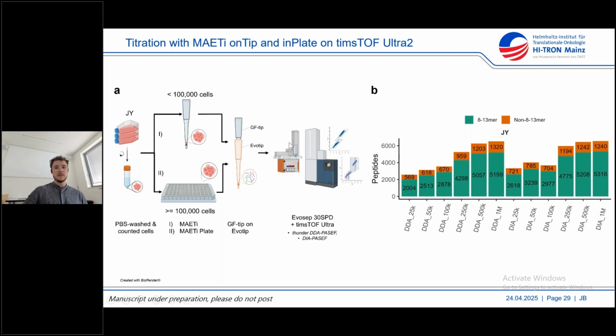And what we did here is actually we did a profiling titration of JY cells, going from 25,000 cells to 1 million cells, just to showcase also these two protocols that you can use, and also introducing versatility in your way, how you might apply this method.